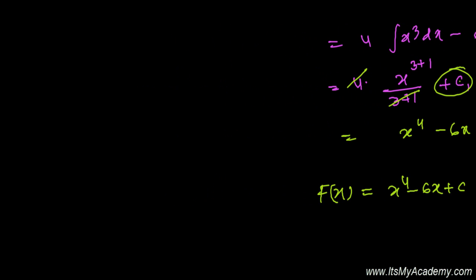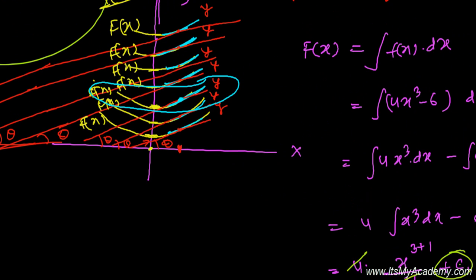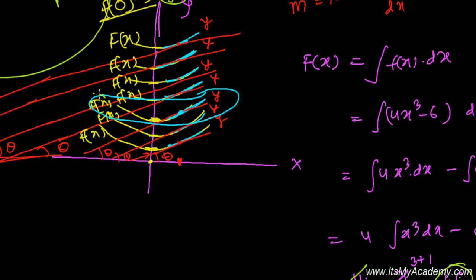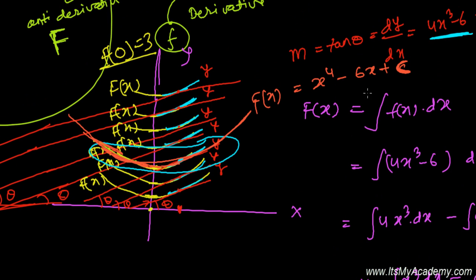So hey, my dear friend, we got wonderful news that this function, let me use this color for a while, this function which we were trying to find, f of x, is now x to the power 4 minus 6x plus c. But what is this c? Oh my god, I need to do one more step now. We need to find the value of the constant as well.